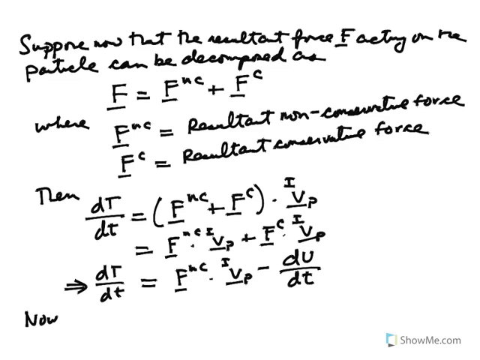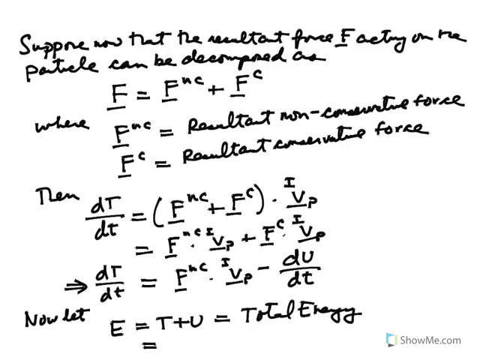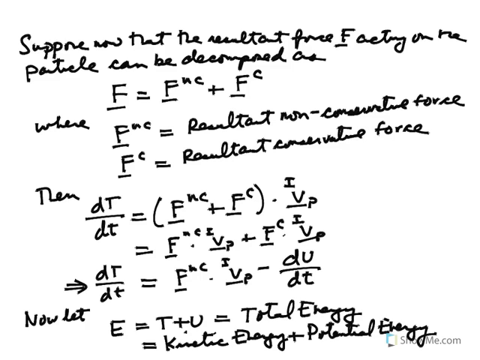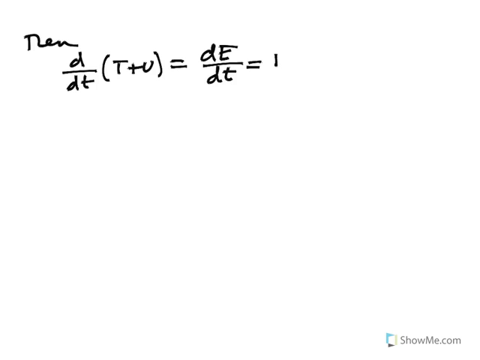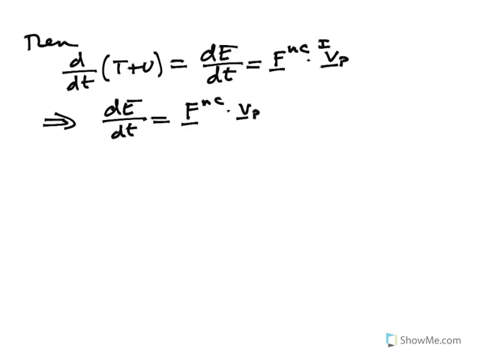Now suppose that we let E equal T plus U. This is what's called the total energy, and it's also equal to the kinetic energy plus the potential energy. So if we substitute in and rearrange, we get d dt of T plus U equals dE dt, which is equal to Fnc dotted with Vp in I. Now, this last result, if we rewrite it on the next line, dE dt is equal to the power of the non-conservative force.